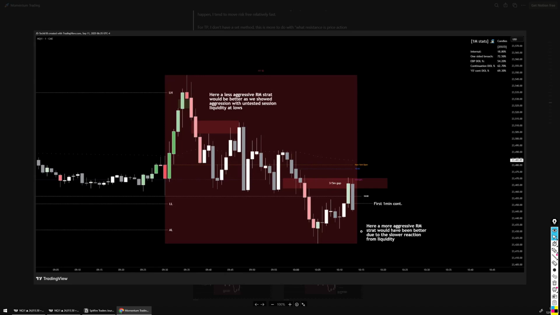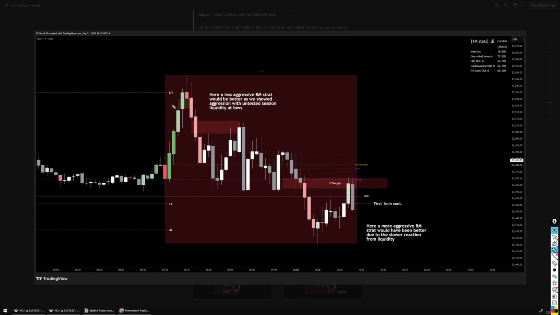Here, in this instance, if we were to trade that first 1 minute continuation candle, this would be an instance where we would probably want to be more aggressive with our risk management and trail much, much more aggressively. Whereas in this high, we do see that really aggressive reaction. So we're seeing the intent there, which may tell us to be less aggressive on our risk management. So there are just little simple things to pick up here.